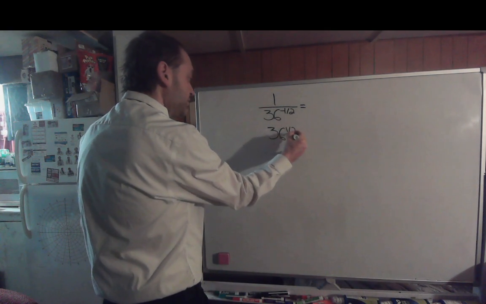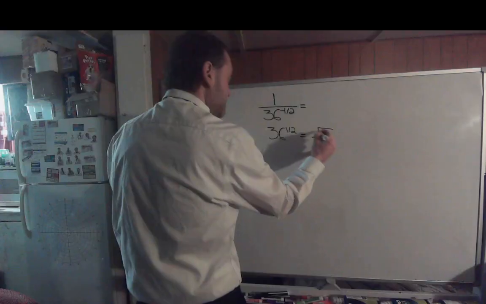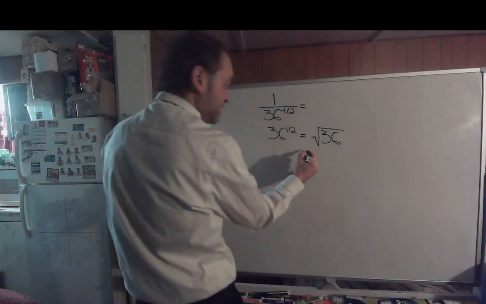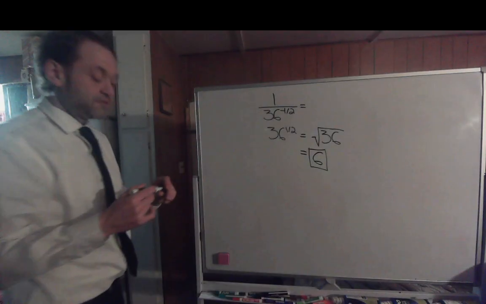positive 1/2, which is simply the square root of 36, which we know the square root of 36 is 6. So in the end, you should just get 6 for your answer.